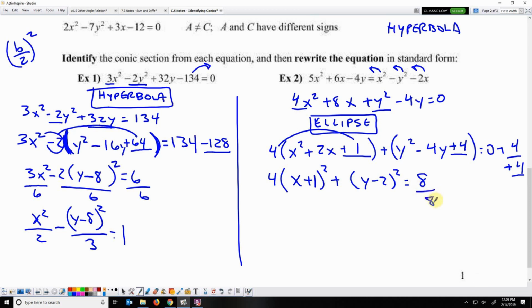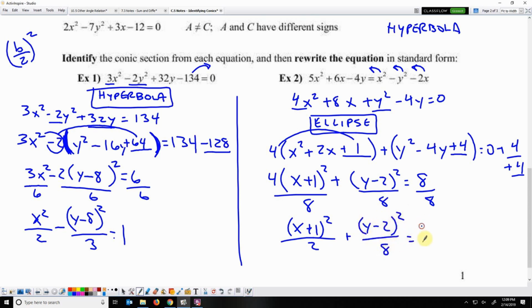Now I need to divide every term by 8. 4 over 8 is 1/2. X plus 1 squared over 2, plus, there's nothing to simplify here. Y minus 2 squared over 8 equals 1.